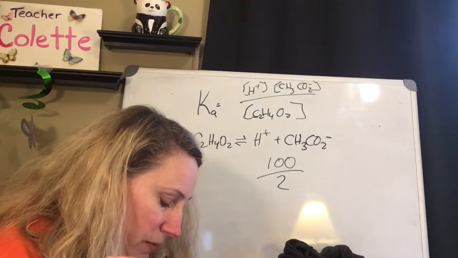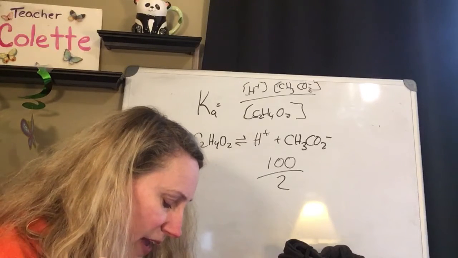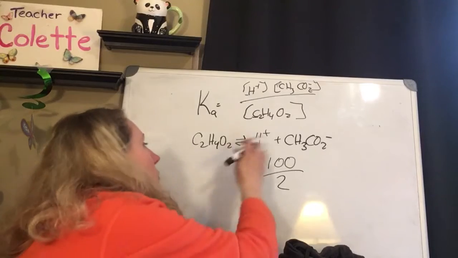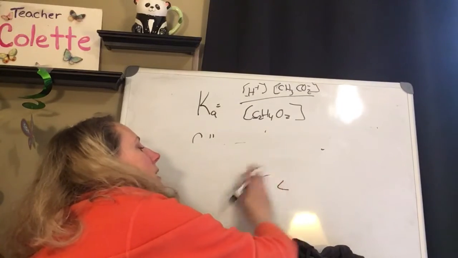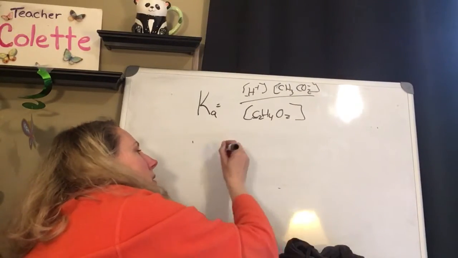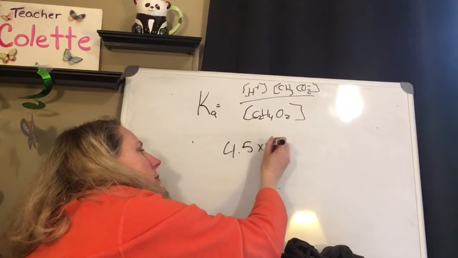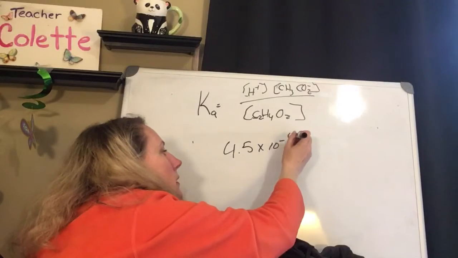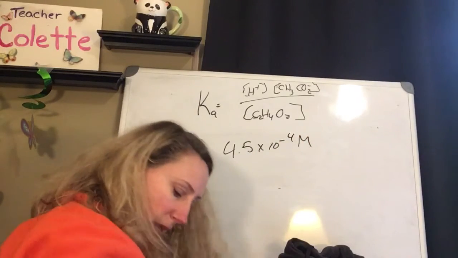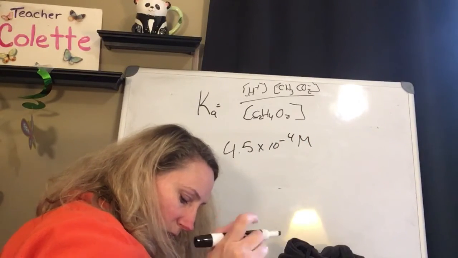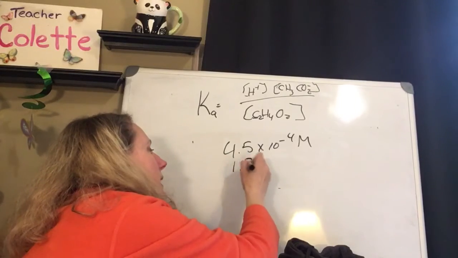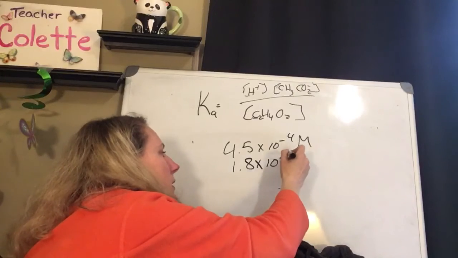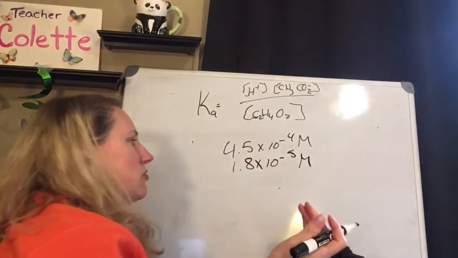So let's read 15.7. Nitrous acid has an ionization constant, so they've already calculated the K sub A, of 4.5 times 10 to the negative 4. And they want you to compare it to an acid that is 1.8 times 10 to the negative 5. And they say, which one is the stronger acid?